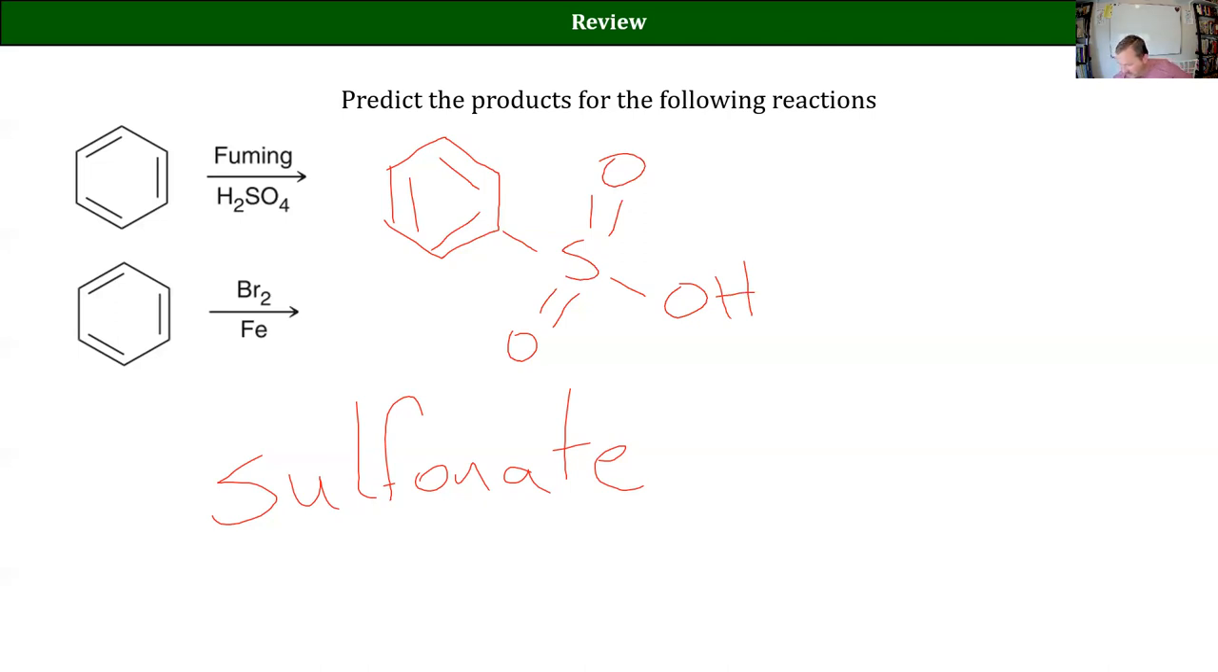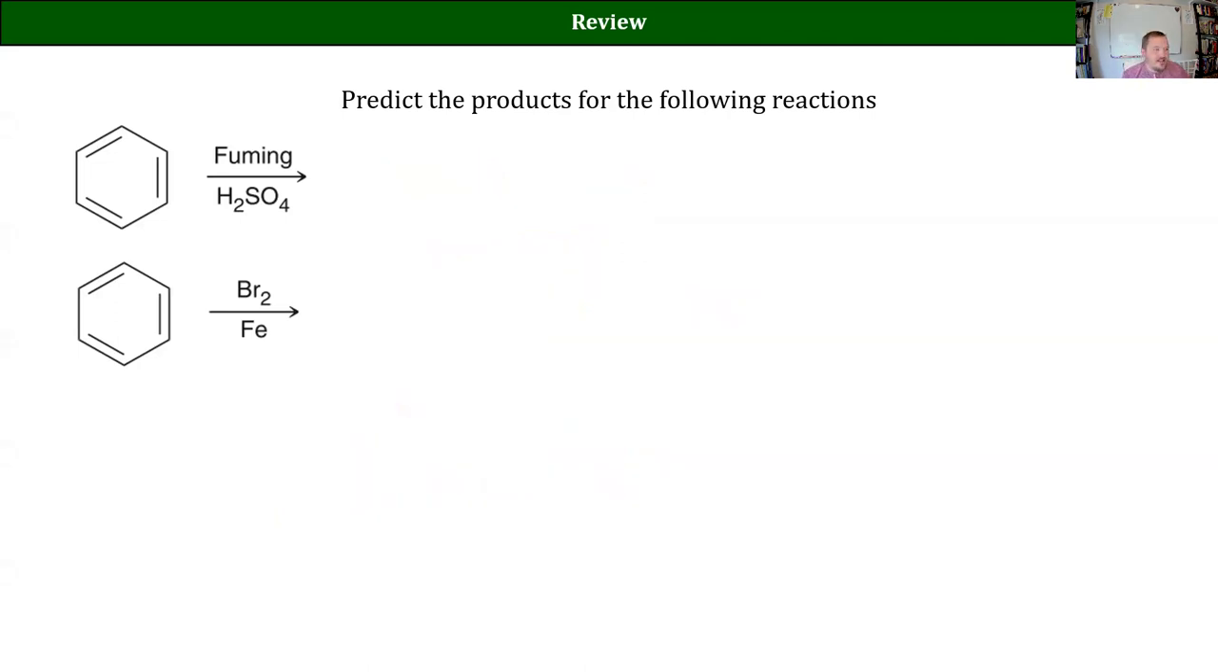All right. And then if we have Br2 and a Lewis acid, in this case, just iron, but it could also be FeBr3, we're going to add a bromine. We're going to pull a hydrogen off and replace it with a bromine.